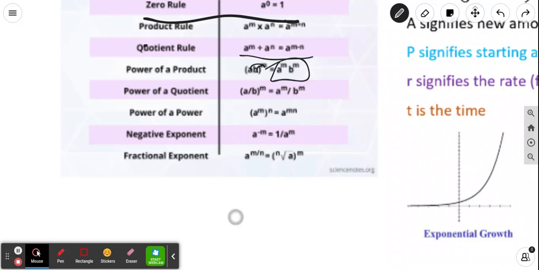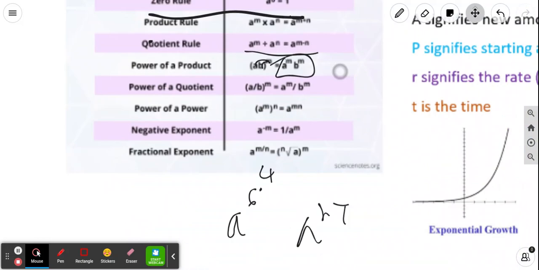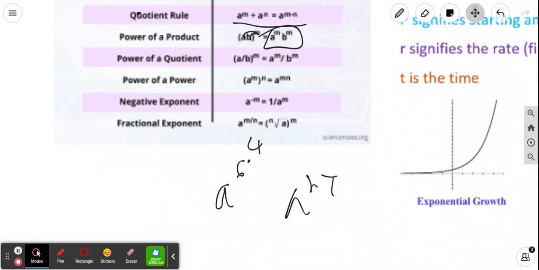And then if you have a to the power of 6 to the power of 4, you can just multiply these two and you get a to the power of 24. We'll come back to this rule with this problem I came up with up there. I'll show you how to solve that one.